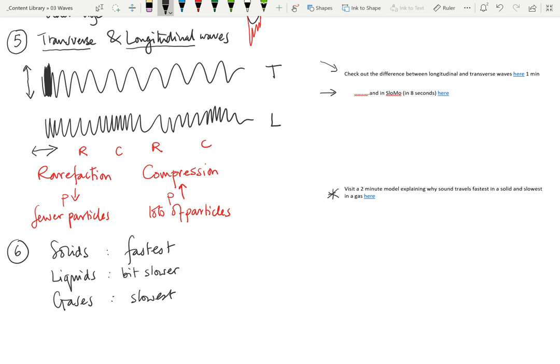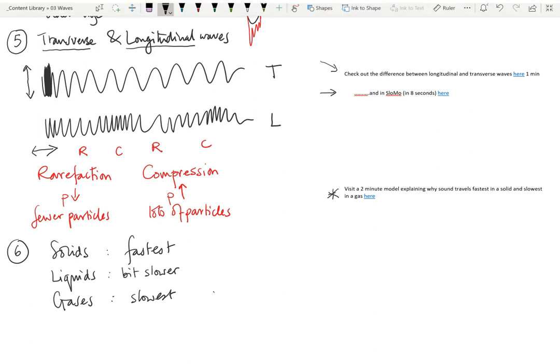In a solid, the particles are much closer together and they are attached to each other by very strong, rigid, stiff interatomic bonds. So if you push one end, then the message gets pushed along very quickly from atom to atom, from particle to particle. Whereas gases, typically in a gas, the particles are about 10 times further apart. And it's just by random collisions between particles that are totally independent of each other. There are no interatomic bonds.